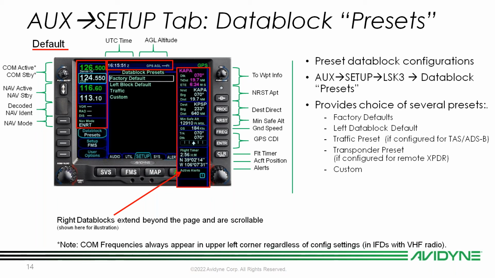Keep in mind that the COM frequencies are always going to show up in the upper left side, regardless of the configure settings of your IFD. And those are only obviously for the IFDs that are equipped with a VHF radio, your 550, 540, 440. The other three do not have a VHF.